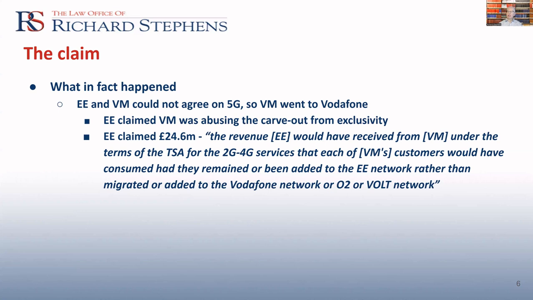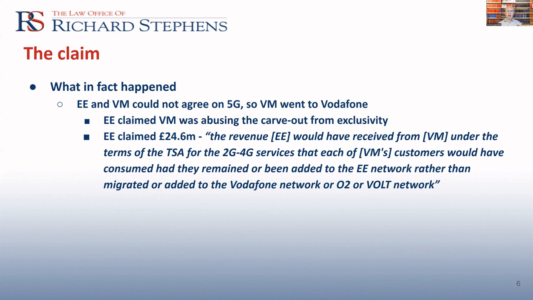EE was claiming a shade under £25 million. And they said, I set out the description there quoted in the judgment. Basically what they were saying was, you have breached the exclusivity provisions, you've diverted customers away from us, and the charges we would have made from those customers amounts to just under £25 million. You could describe it as the charges foregone, the revenue foregone.